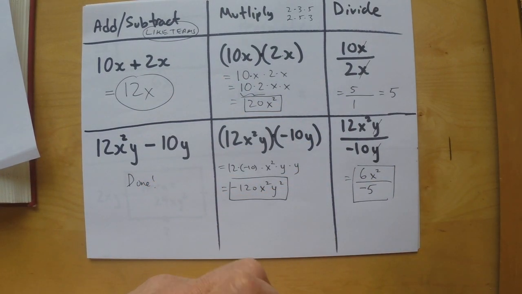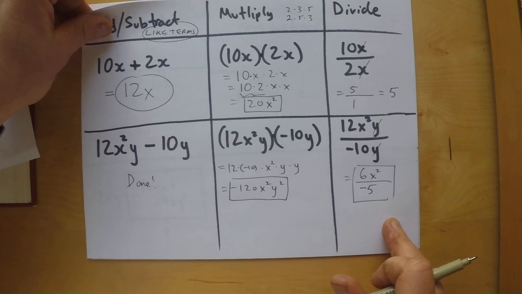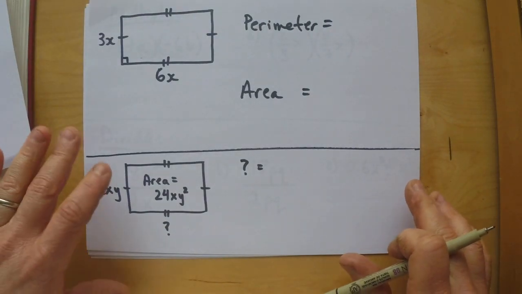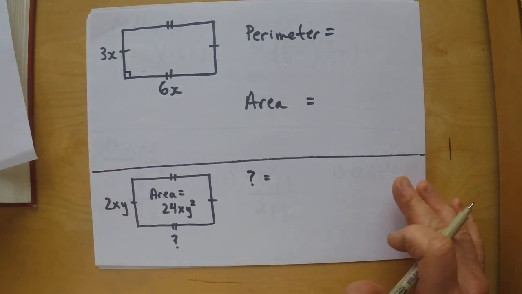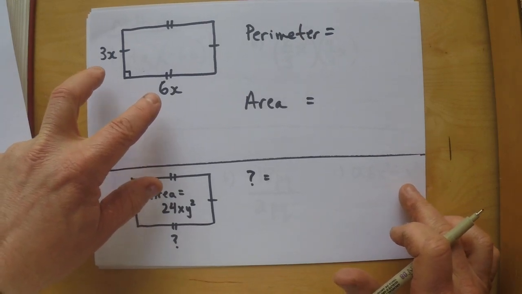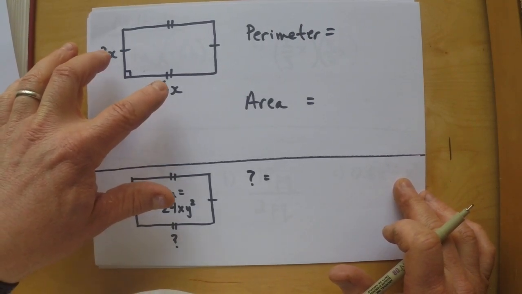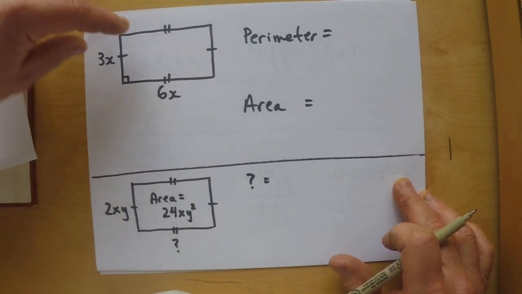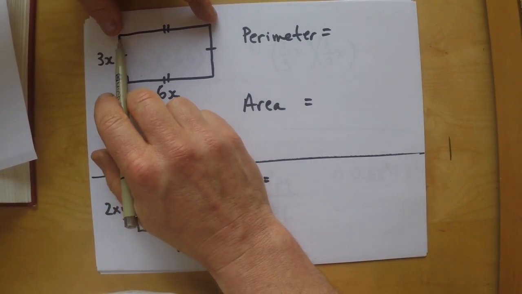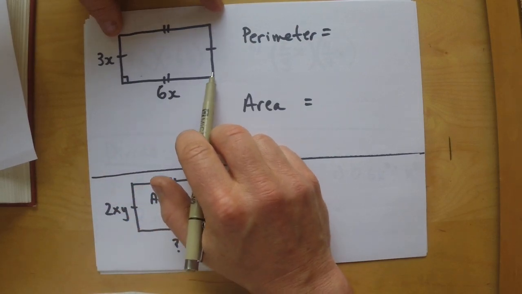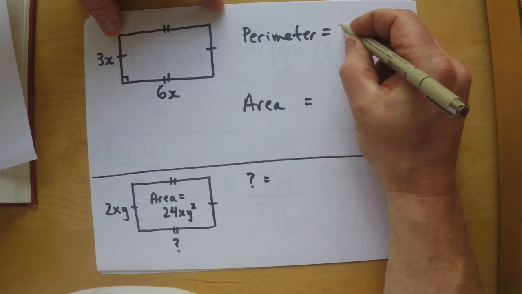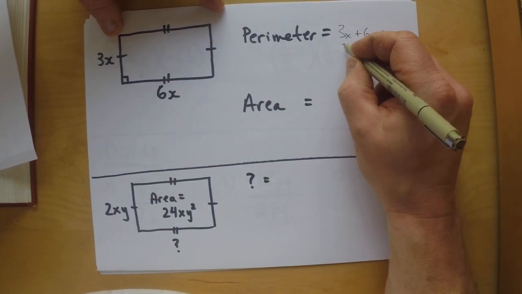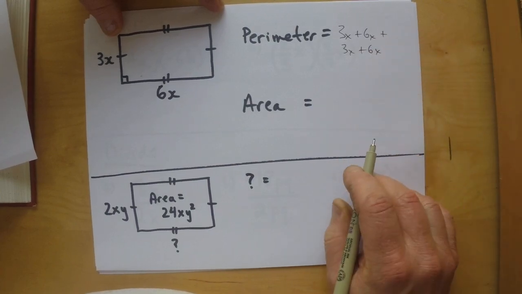So hopefully that makes sense. The next two examples deal more with perimeter and area, because they might give you shapes as a connection piece. When they give you a rectangle and they want perimeter, remember perimeter is the distance around. So I'm going to be adding here: if I go around, it's going to be 3x plus 6x plus 3x plus 6x.